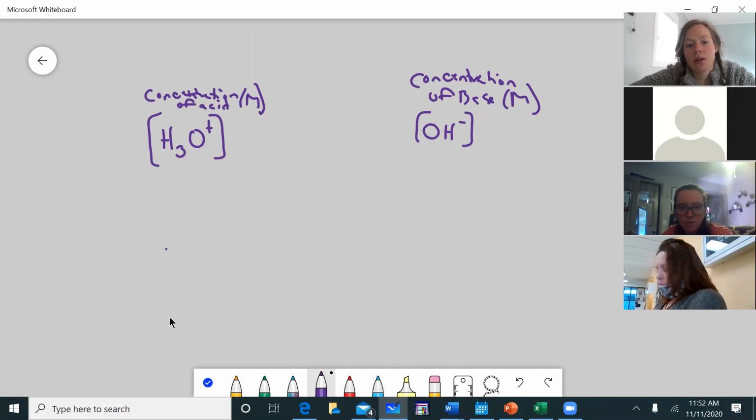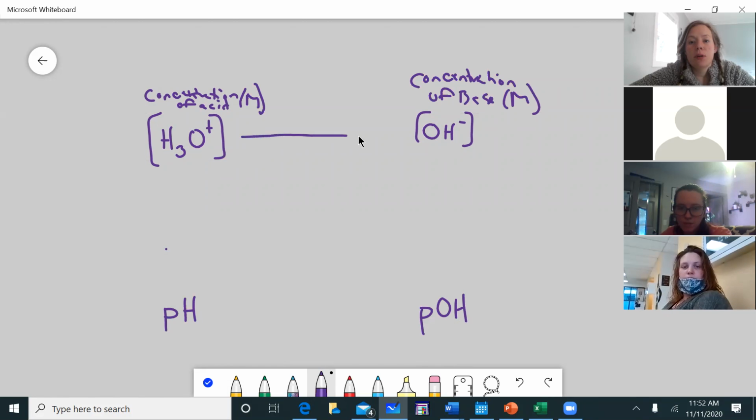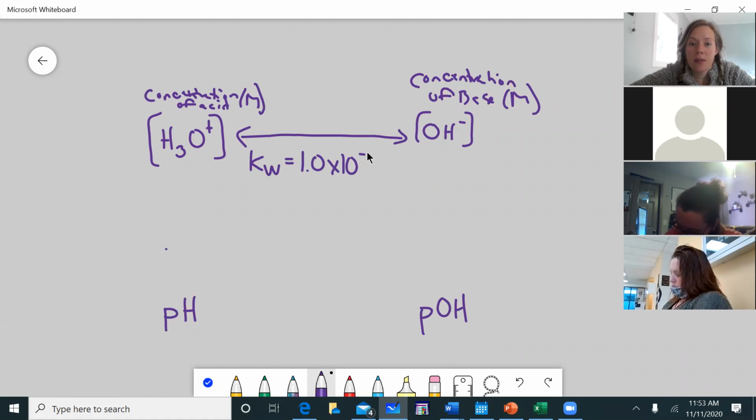In this lower left-hand corner over here, I want you to put the word pH. We haven't quite talked about pH yet, but we will in a second. And then over in this corner, I want you to write pOH. So this, you can put an arrow going back and forth here. And we can relate these two things using the Kw constant. So Kw equals 1.0 times 10 to the negative 14.